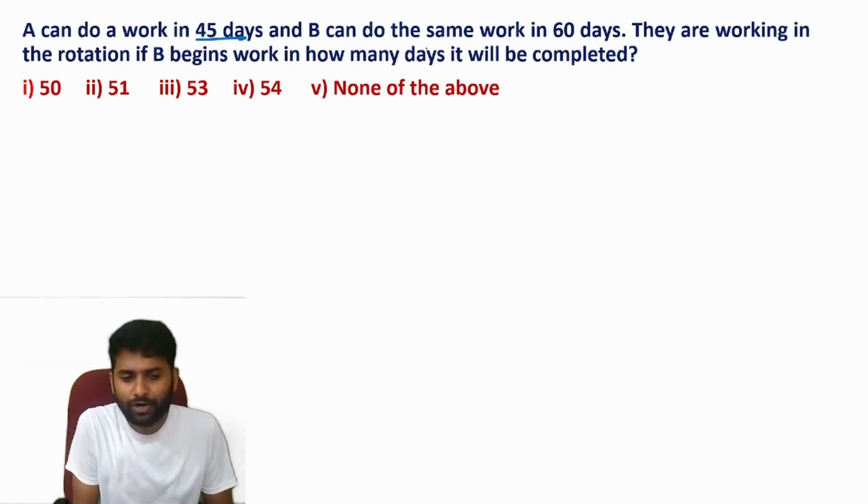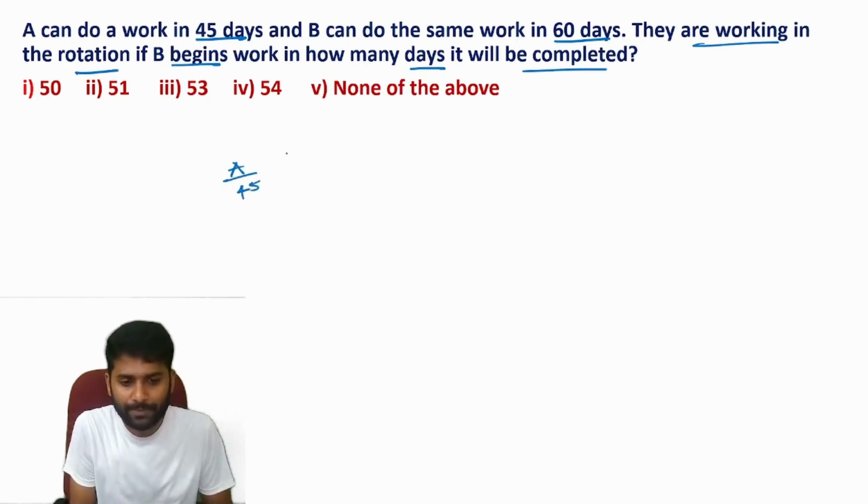A can do a work in 45 days. B can do the same work in 60 days. If they are working in rotation, and B begins the work, in how many days will it be completed? A 45, B 60, LCM 180 units. Here A's efficiency is 4 units, B's efficiency is 3 units.